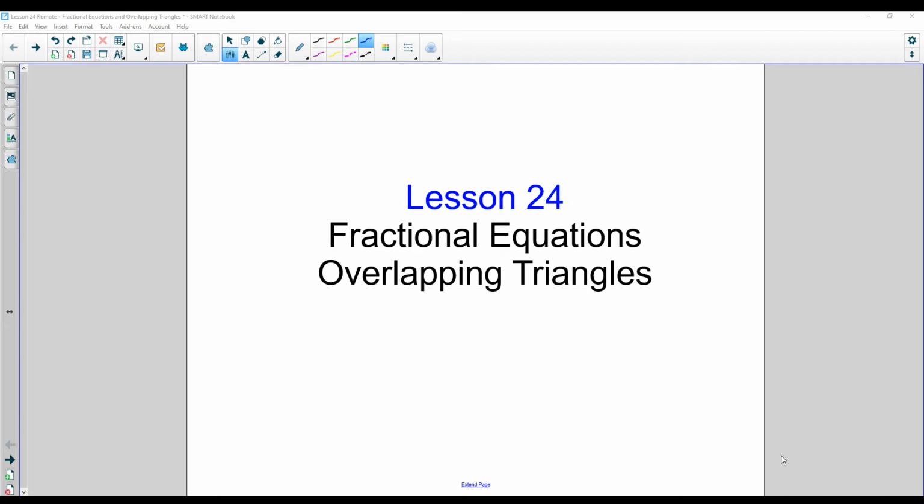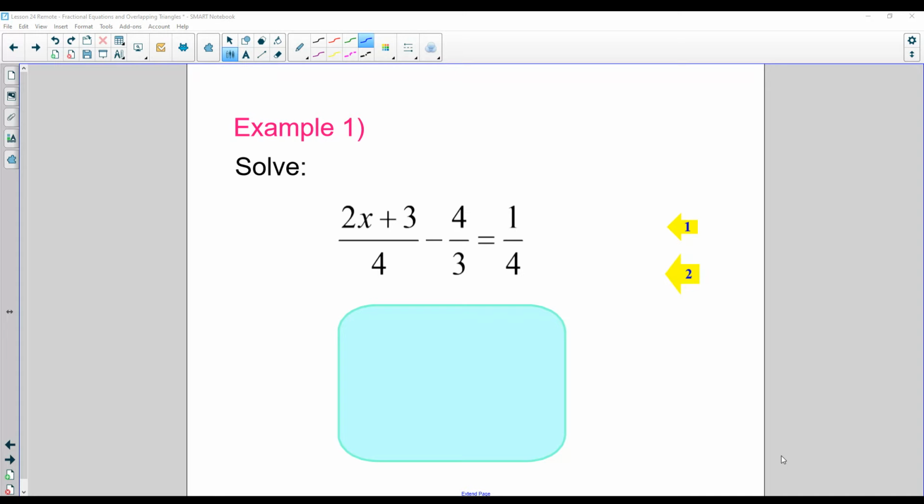Lesson 24, Fractional Equations and Overlapping Triangles. Example 1, solve this fractional equation.